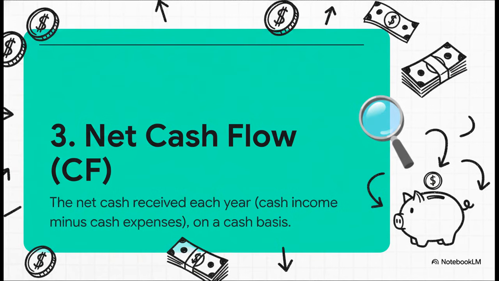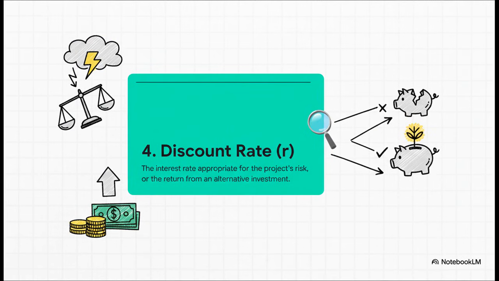Third, and this one is super important, we need the net cash flow, or CF, for each and every year. Now listen, this isn't some fuzzy accounting profit. This is the actual hard cash you'll have left in your hand after all the cash comes in and all the cash expenses are paid. And finally, we have the discount rate, or R. This one is absolutely crucial. It's the minimum annual return you demand for the project to be worth the risk. A good way to think about it is your opportunity cost. It's the return you could have gotten from another investment with about the same level of risk.